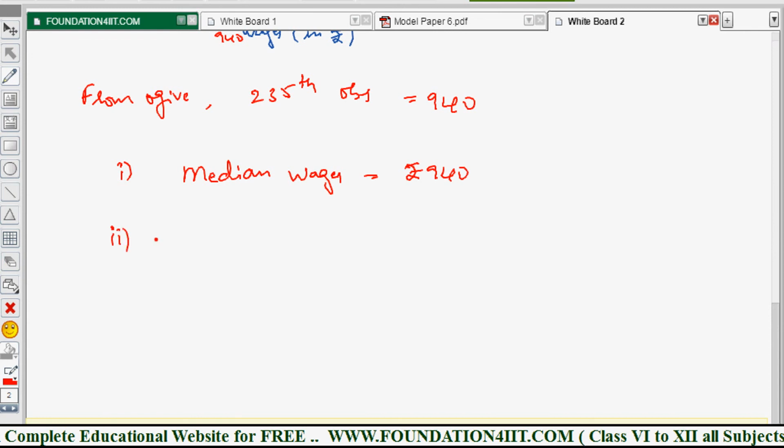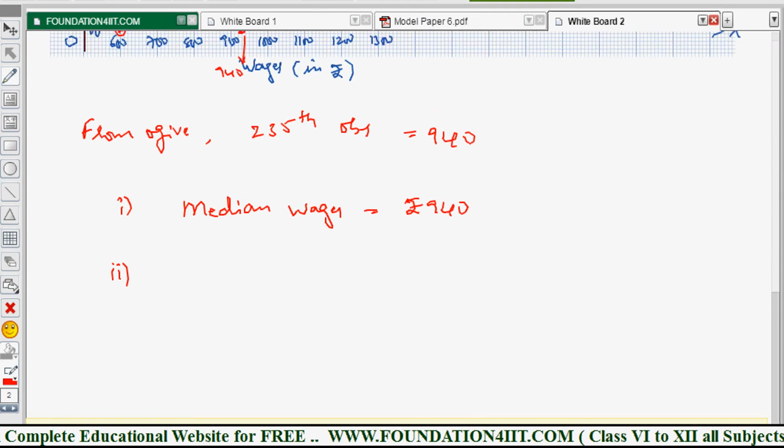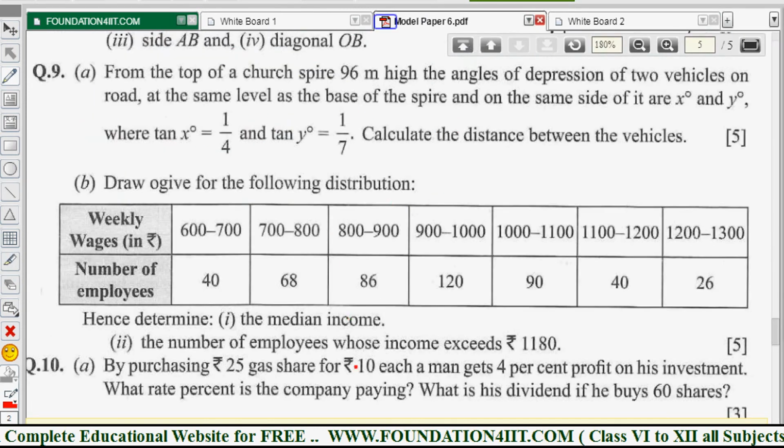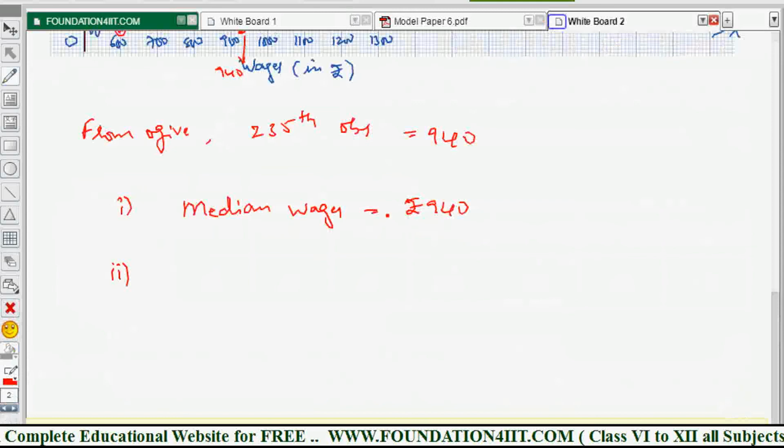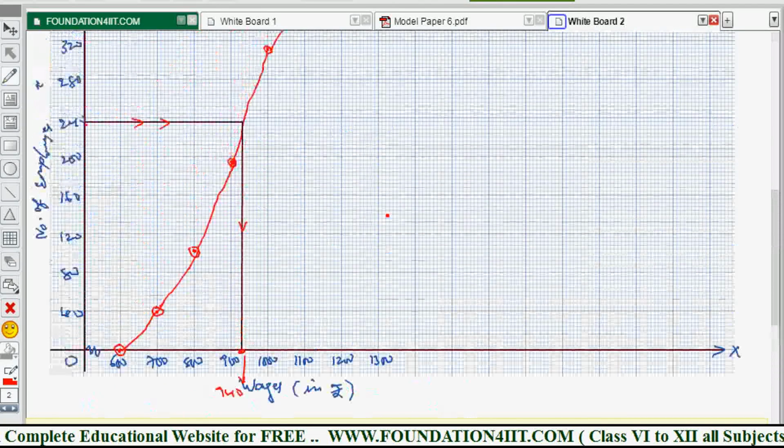And second is from the Ogive, the number of employees whose income exceeds 1180. That is 470 minus 40 can take. So 1180, they are asking wages is 1180. So from 1180 you should take a straight line. If you see the question, exceeds 1180. So from 1180 we can take the straight line.